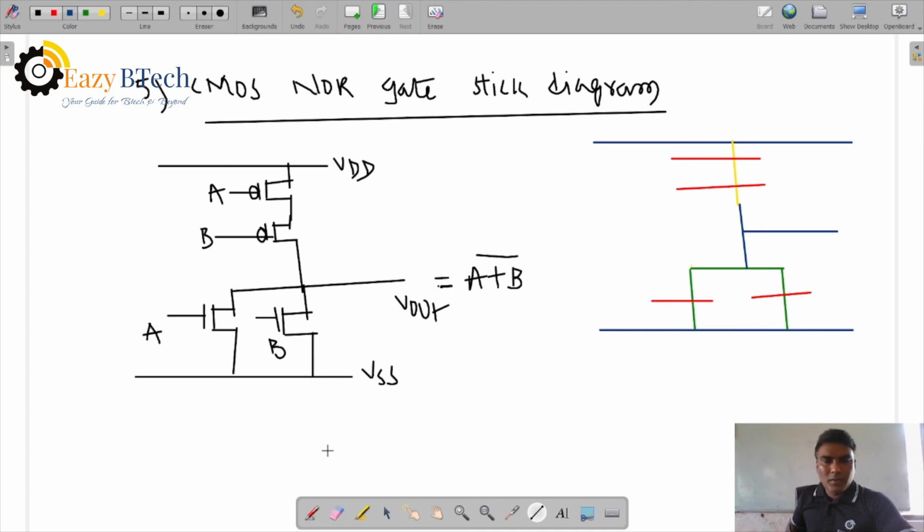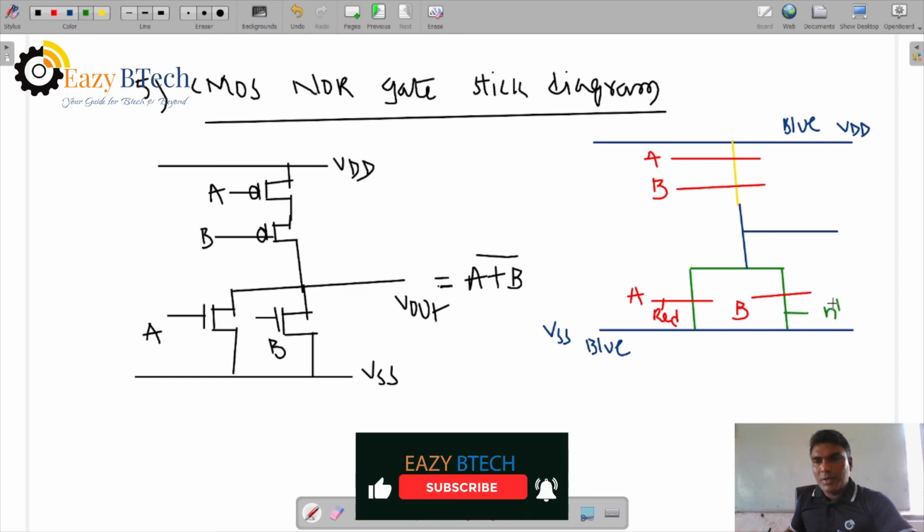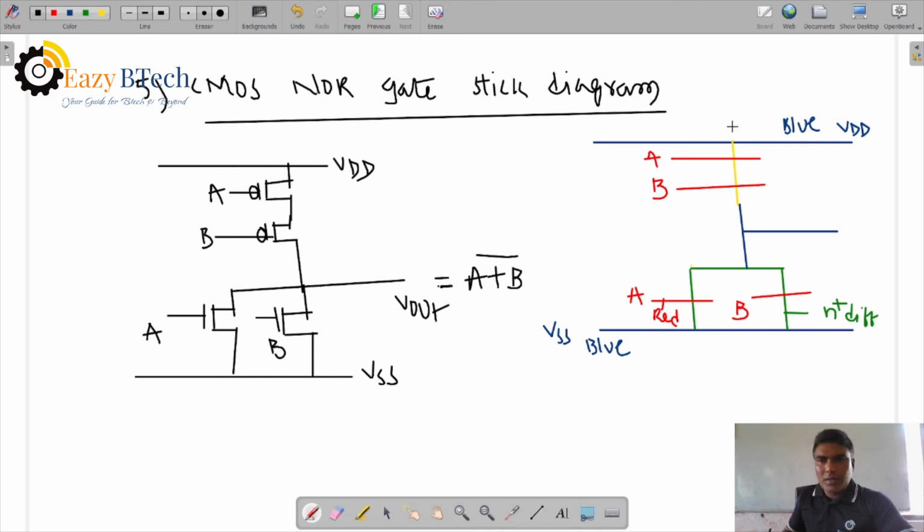So we can write the color representation. This is blue, VDD, okay, and VSS blue color, and we have red color polysilicon, A and B. Red color as a polysilicon, right? Green is a diffusion. Green is N plus diffusion, right? The contact area is there. Interconnection terminals over here. You can see this one now, and we can see this one, right?